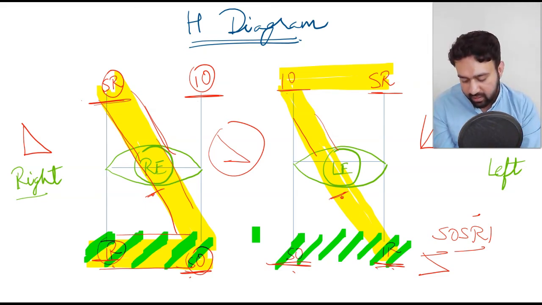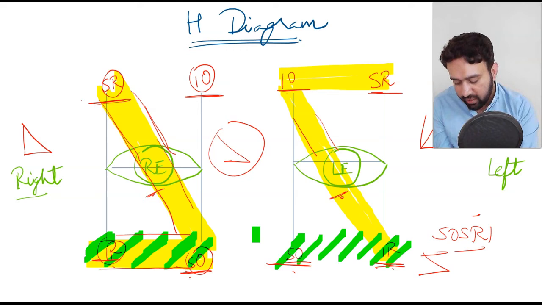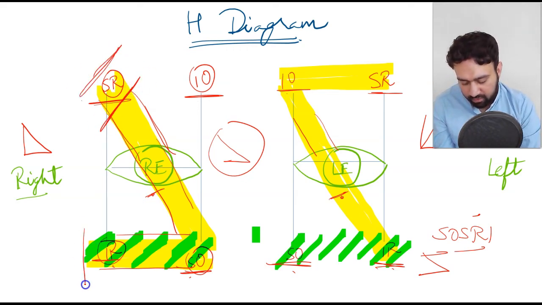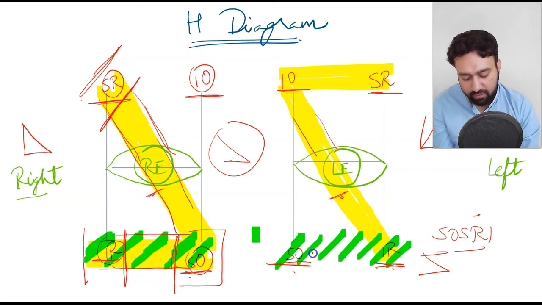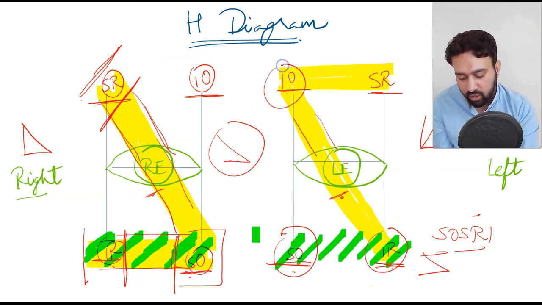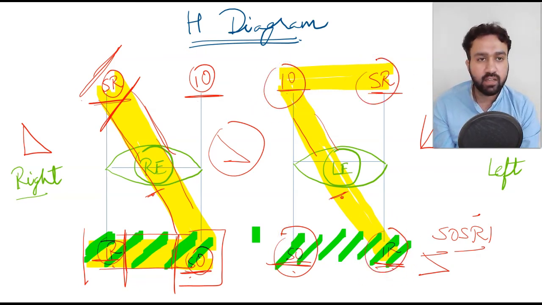So if you can see in this diagram, superior rectus has been highlighted just once, inferior rectus has been highlighted twice, but superior oblique has been highlighted thrice, right? So the answer would be the right superior oblique in this case, correct? On the other hand, if you look at the left eye, superior oblique highlighted once, inferior rectus highlighted twice, inferior oblique highlighted twice, superior rectus highlighted twice, right?